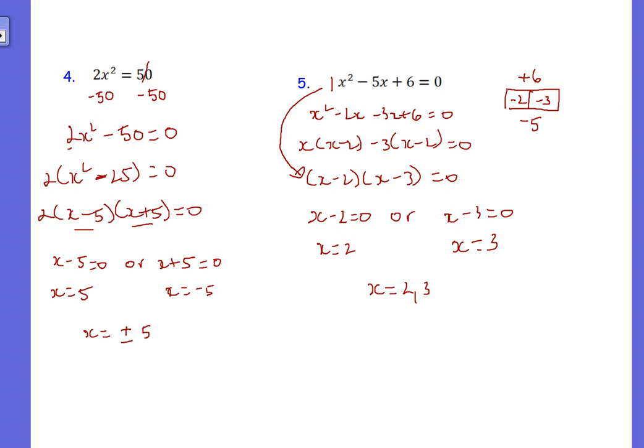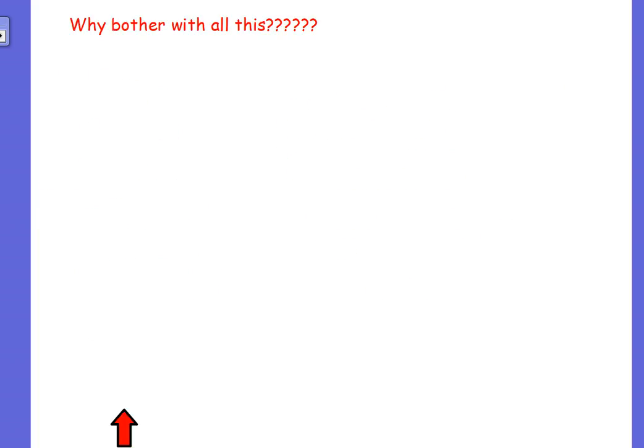Okay, so why do we do all this? What's it all for? Remember what I keep saying, the whole point of all of this quadratic algebra is to be able to get a graph. You need to be able to sketch a graph. So if I was to give you this and ask you to sketch it, the two most important parts are the y-intercept and the x-intercept.